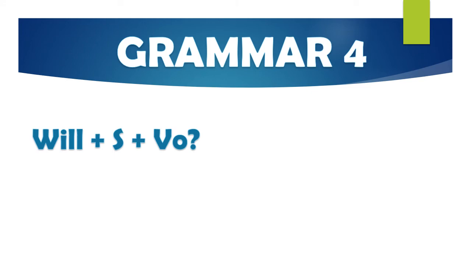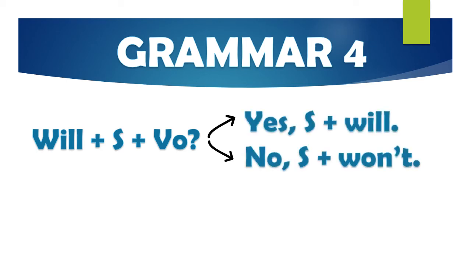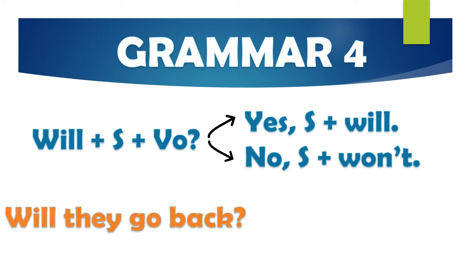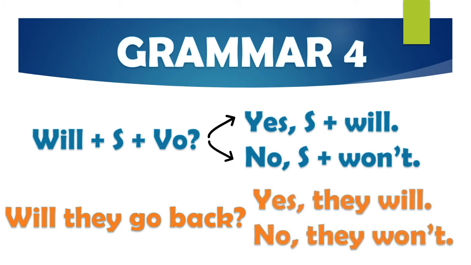And the question form of will is will plus subject plus verb 0. And the answer, we have two ways of answering, because this is a kind of yes/no question. Okay? The answer is yes, subject and will, or no, subject and won't. For example, will they go back? Will they go back? Yes, they will. Or no, they won't.